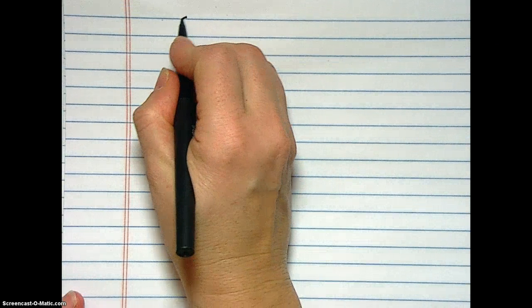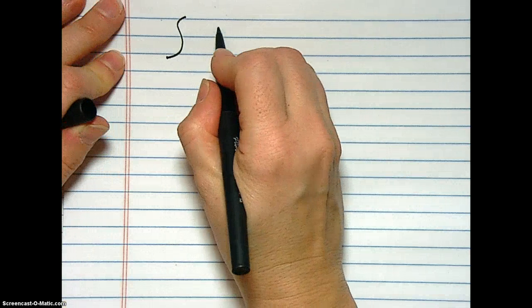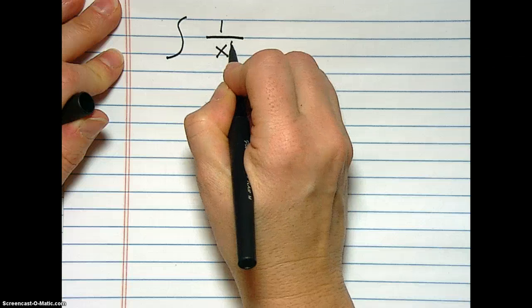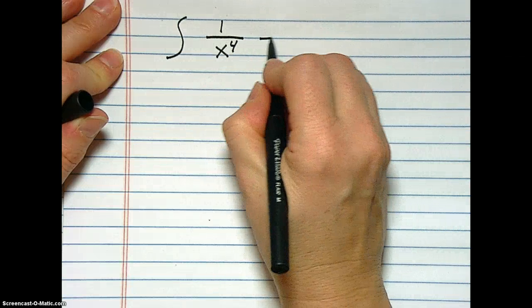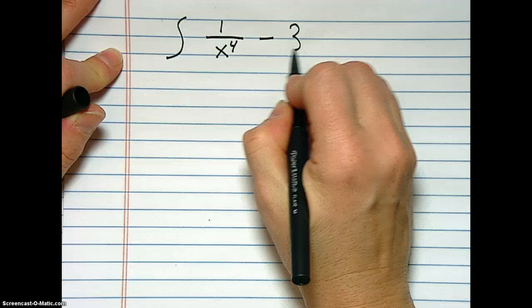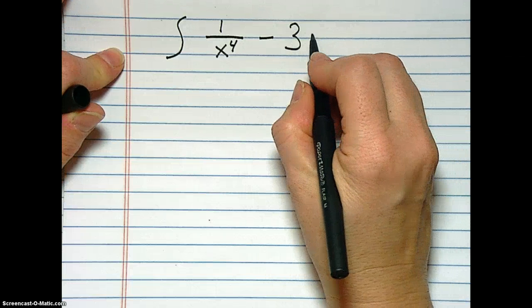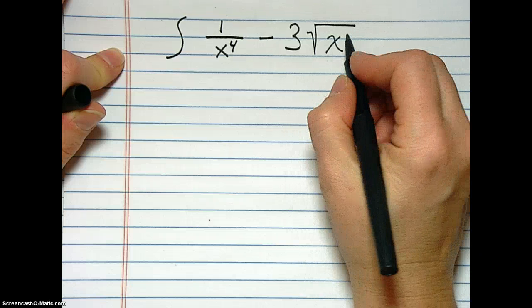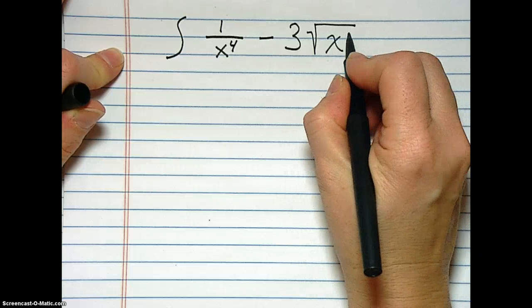Let's integrate 1 over x to the 4th minus 3 radical. I don't know how ugly this is going to be. We'll have to see. Let's make that a 5.